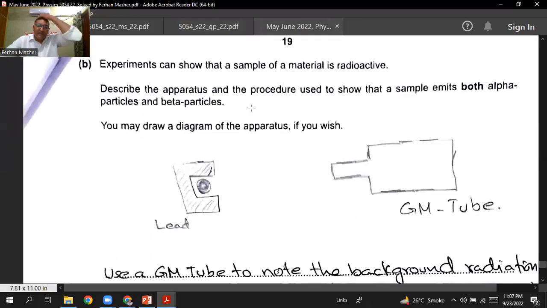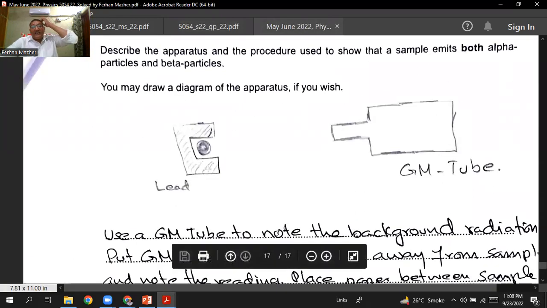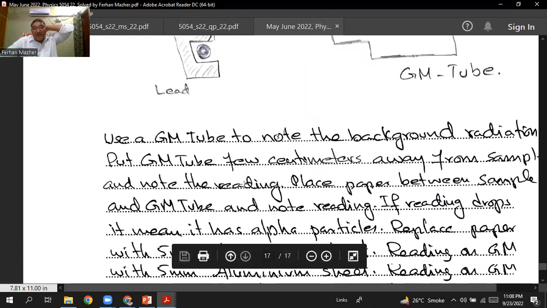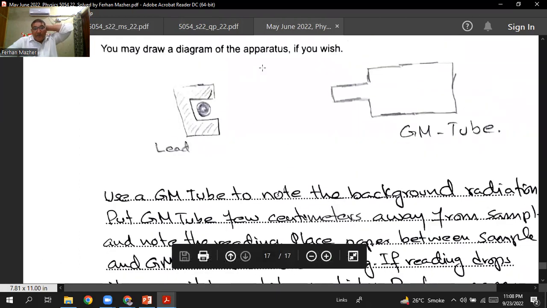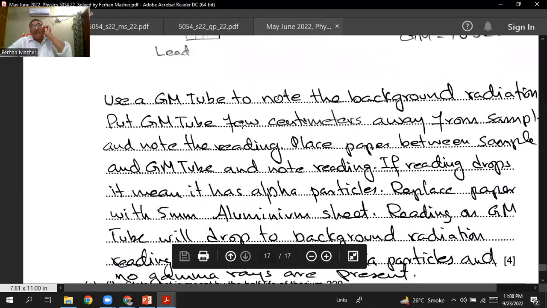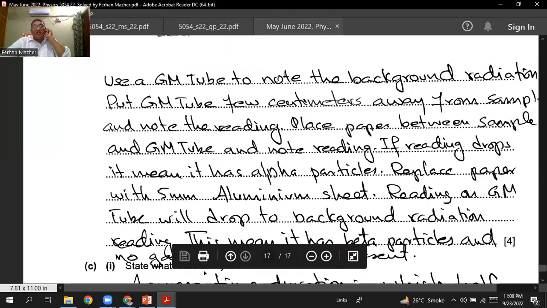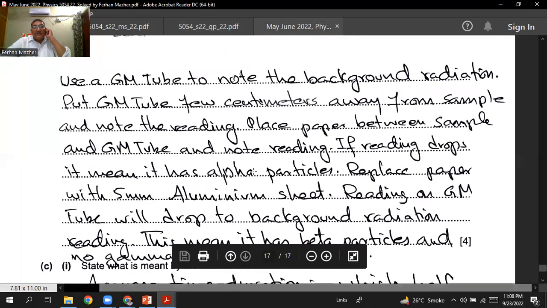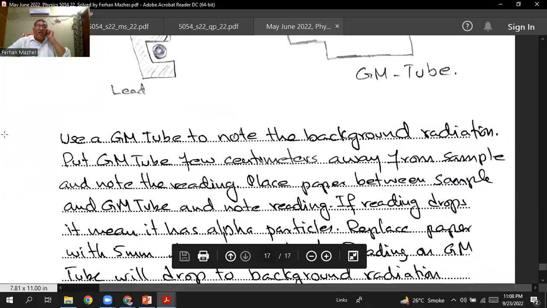I have written this answer. So you can see I have made this a lead box, and from here it's open. This is the sample. This is the GM tube, in front of it. Between them, I can put paper. I can put aluminum foil. So let me show you the reading.